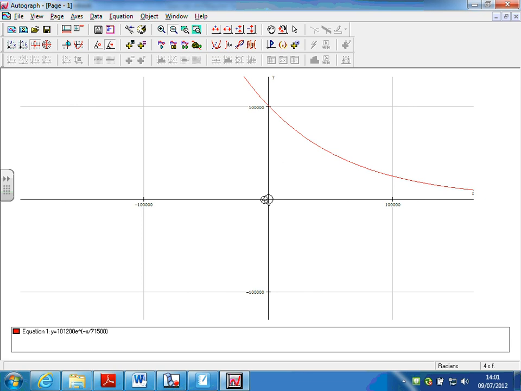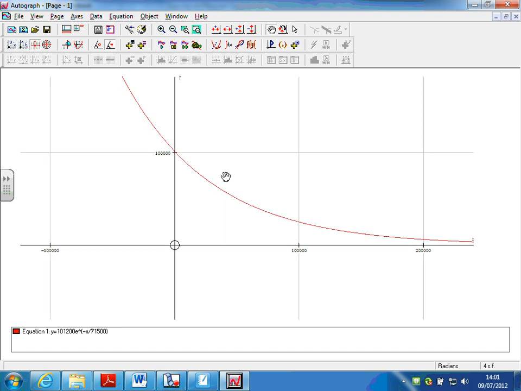There we go. It's around about the 100,000 mark. The graph is cutting the y-axis as we expected. We've got to find the pressure when the height is 1,420 meters. So this is 100,000, so we've got to zoom right in on this x-axis. So it's about using Autograph to do this.